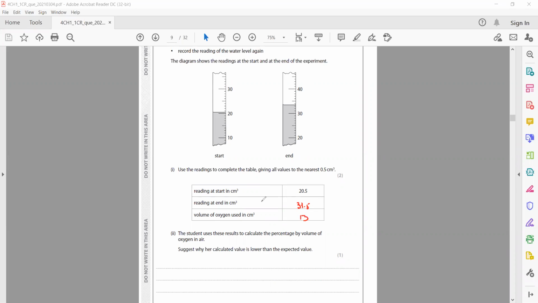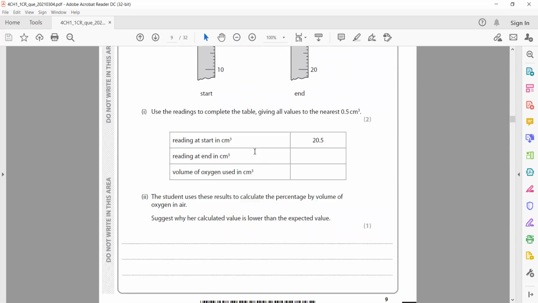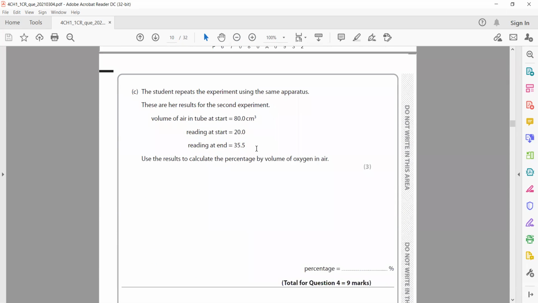The student uses the result to calculate the percentage by volume, and suggests why her value is lower than the expected value. So what might be a reason? Maybe not all of the oxygen reacted with the iron. That's why the student's value will be lower than the expected value, because it's a slow process, so it will take time for a complete reaction.